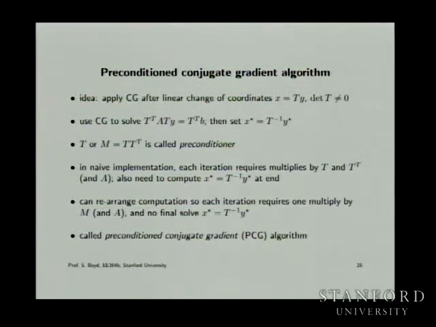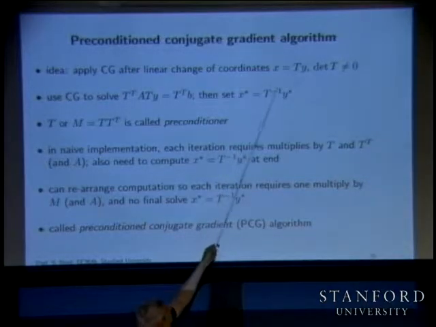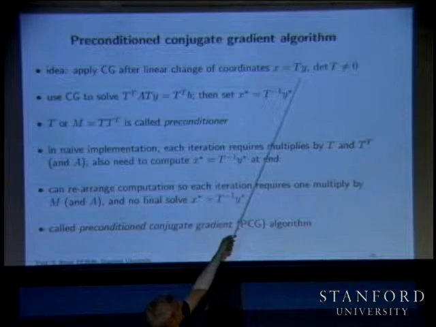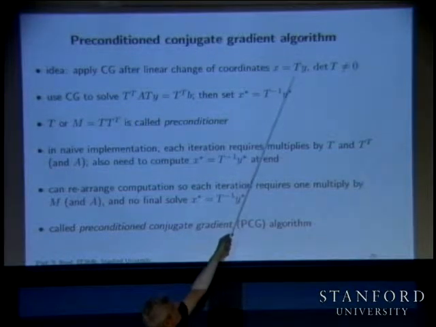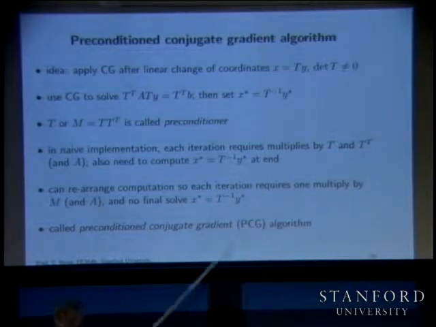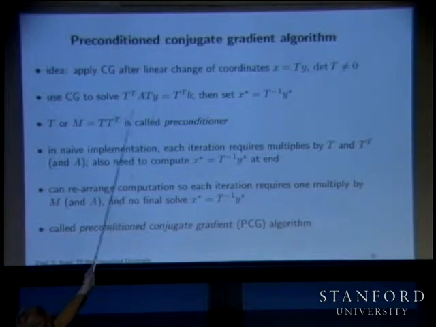So here's the basic idea. You're going to change coordinates. You're going to use y, the coordinates of x in some T expansion. You're going to solve this equation here, and then in the end, set x star as T inverse y.